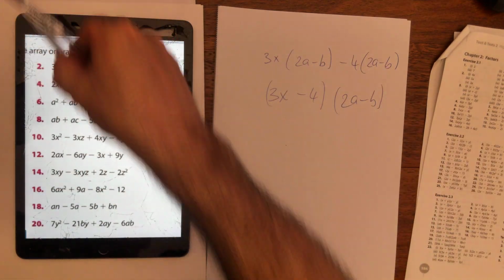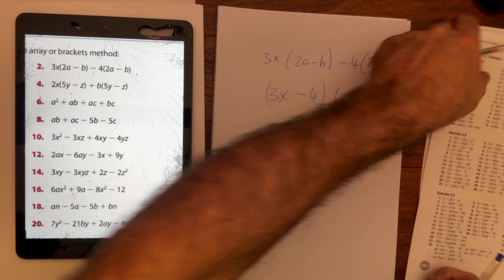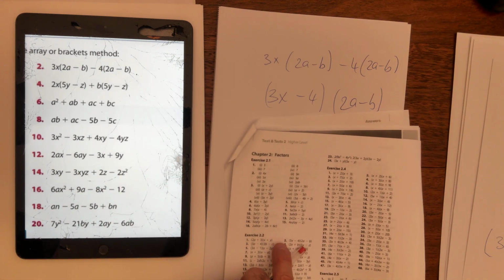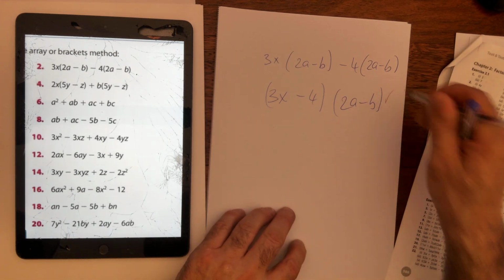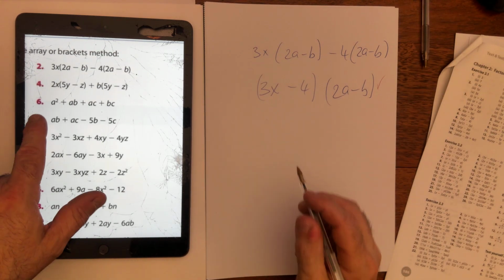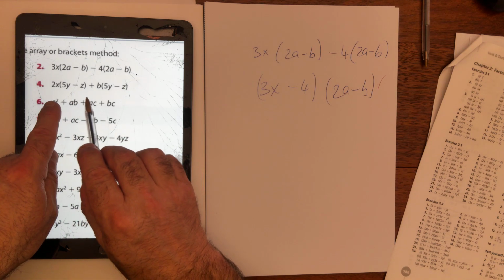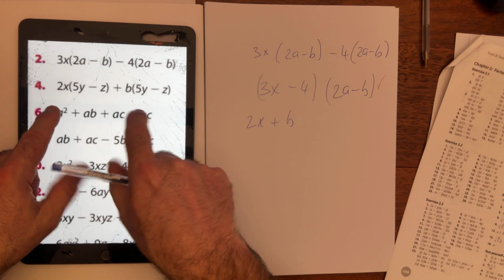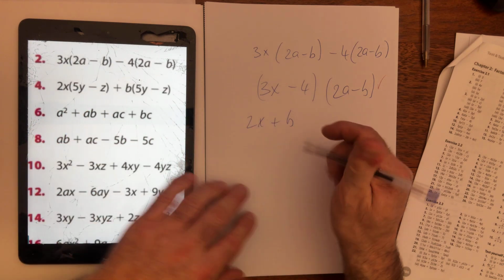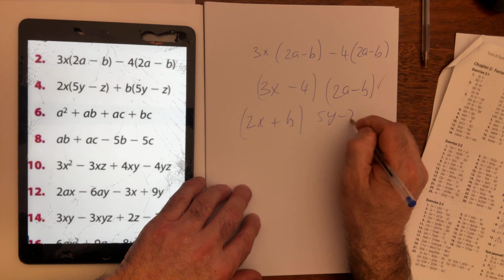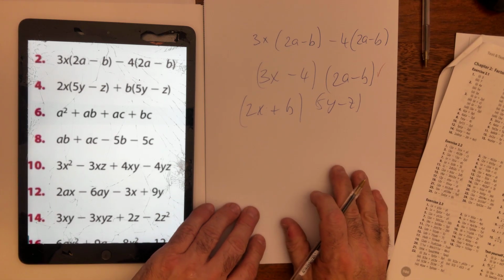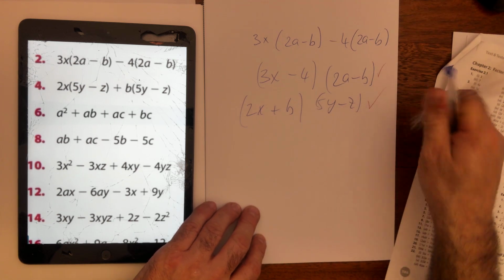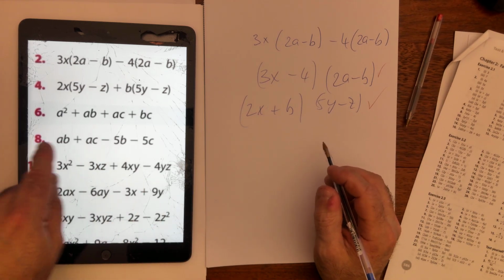So let's see how we're doing. Three x minus 4, 2a minus b. Correct. Okay. And I can do the next one on the fly. By looking at it, it will be 2x plus b and 5y minus z. Okay, we can check now question 4 there, and it's done. Okay, now something, at least it's all positives.